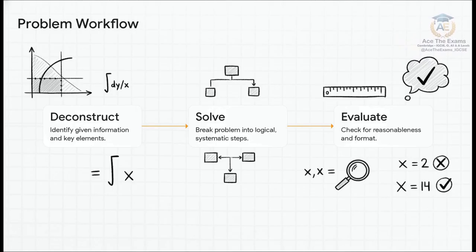Step 3, and this is the one everyone skips, evaluate for reasonableness. Actually look at the visual representation on the exam paper. If the shaded area on the graph is just a tiny sliver between two intersecting lines, and your calculated area at the bottom of the page is 450 square units, well, something went horribly wrong, right? You need to verify your results against the context of the question before you confidently move on to the next page.